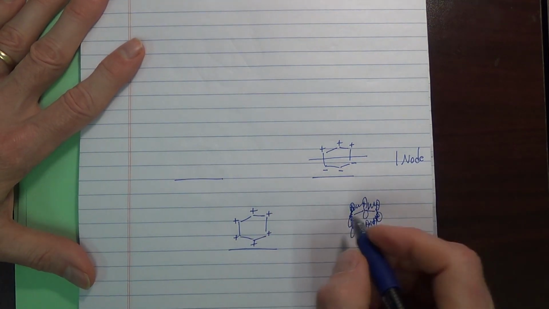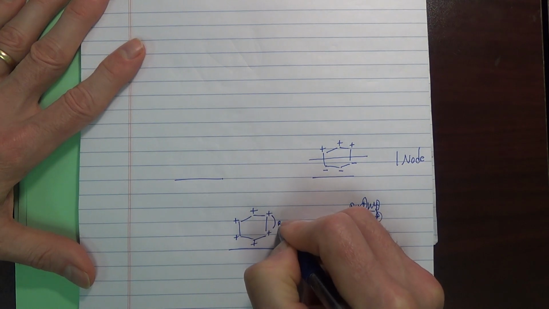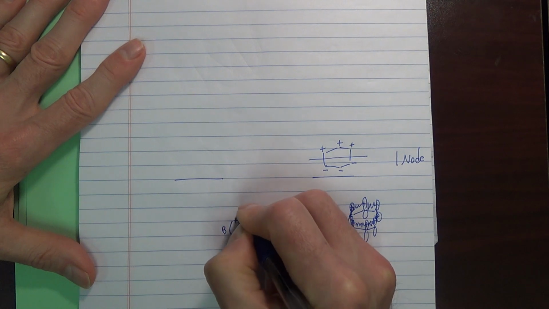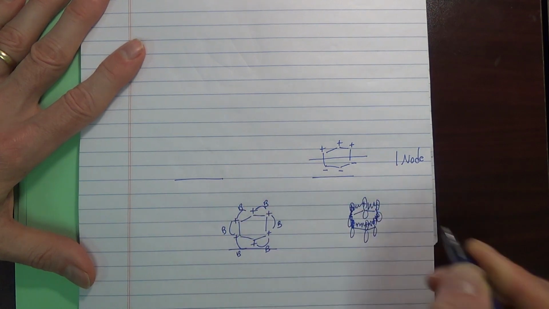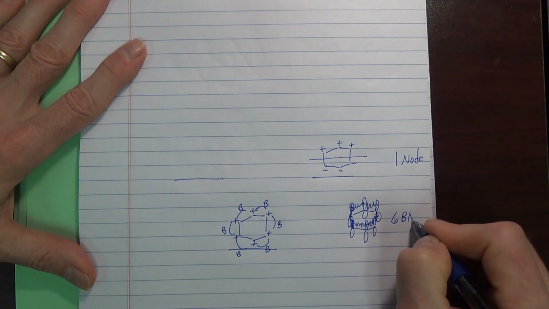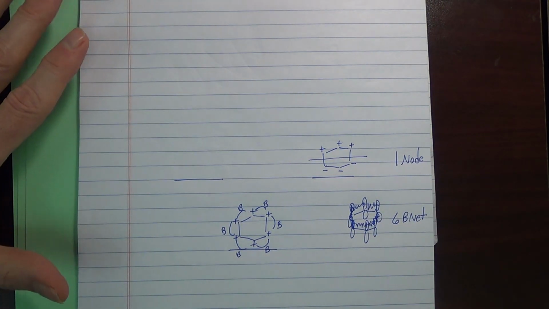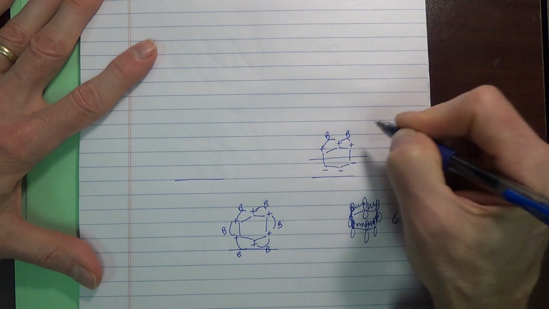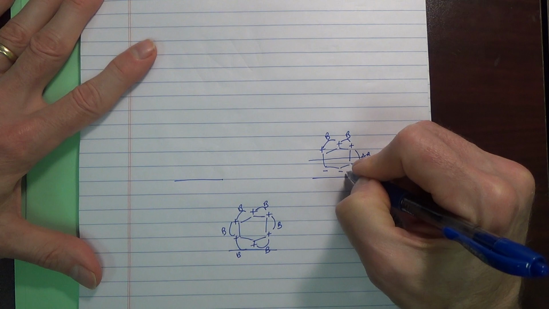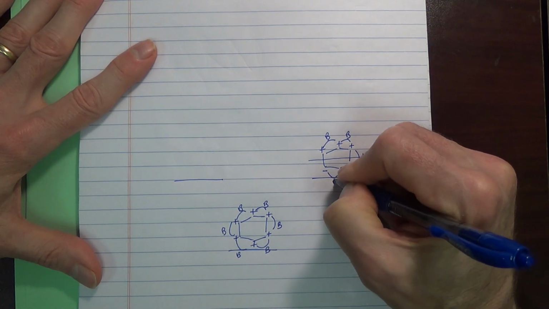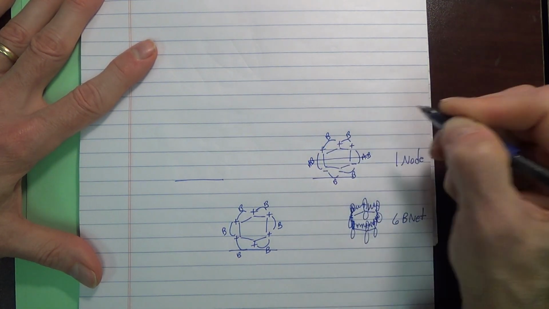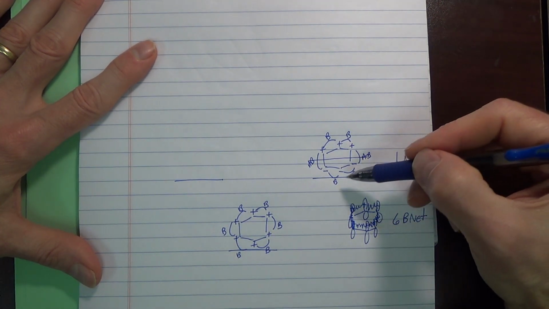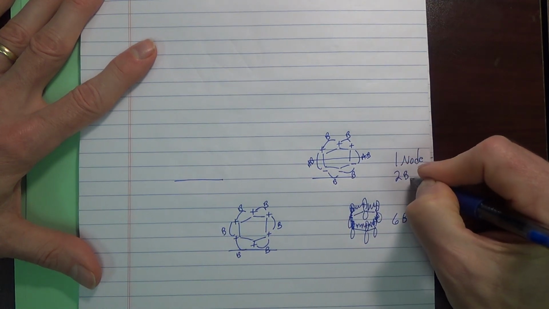By the way, we can also go back down here and do this. We have a bonding interaction, bonding, bonding, bonding, bonding, and that's 6 bonding net. You see that? Here we have bonding, bonding, anti-bonding, bonding, bonding, anti-bonding. And the net is 2 anti-bondings cancel 2 bondings, 2 bonding net.